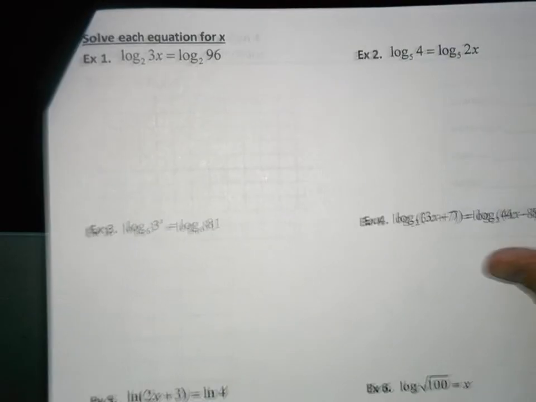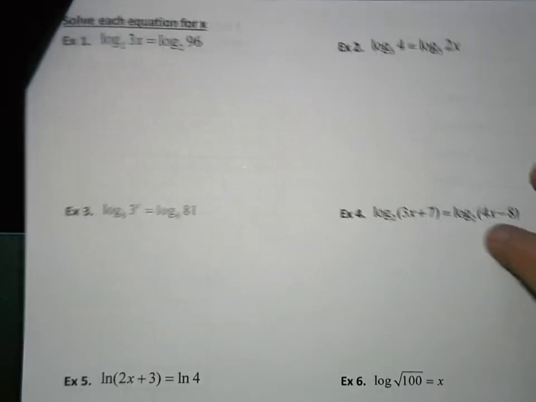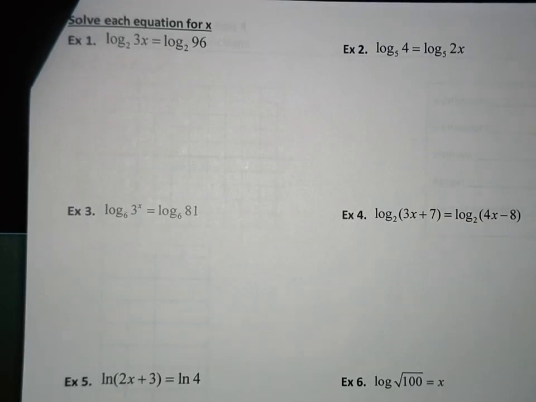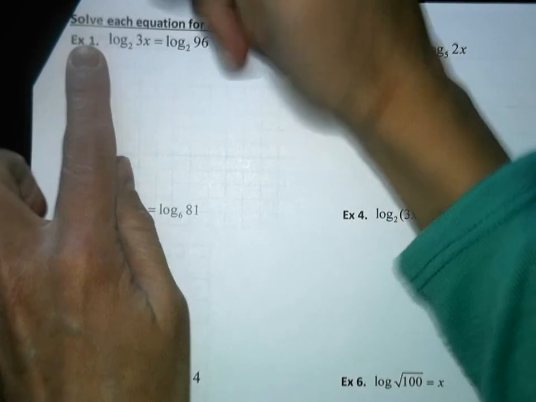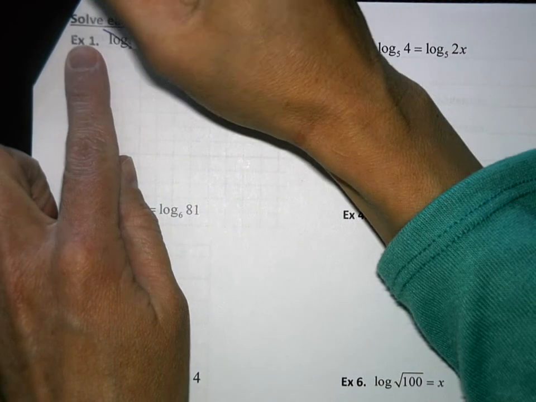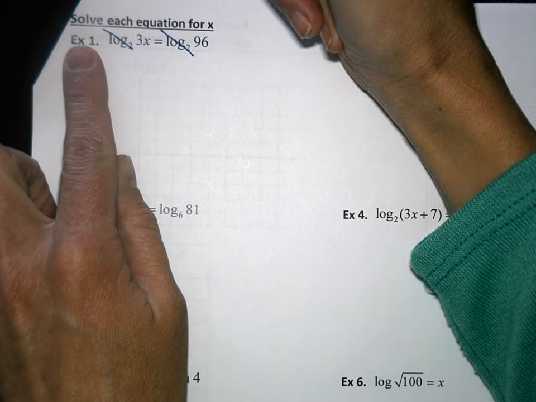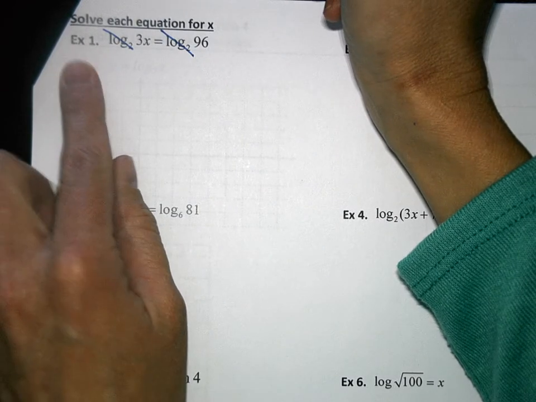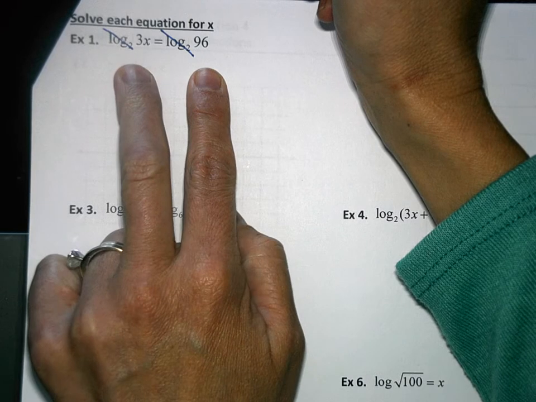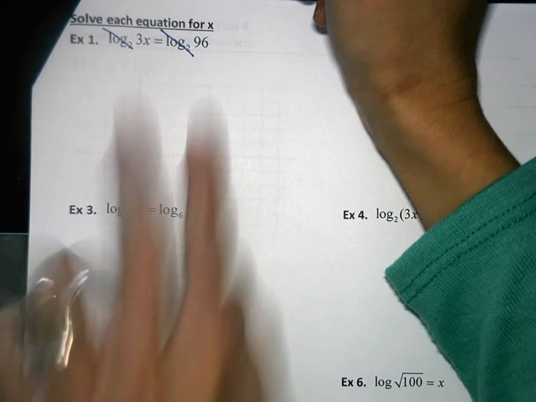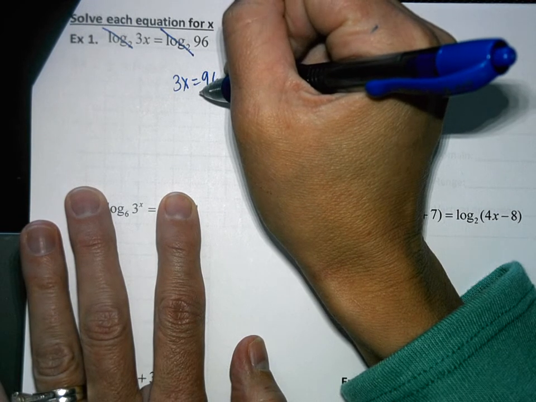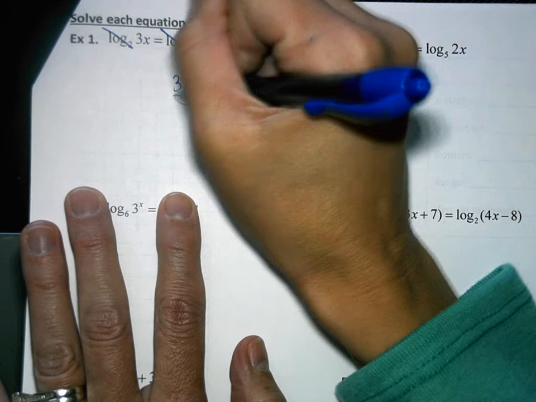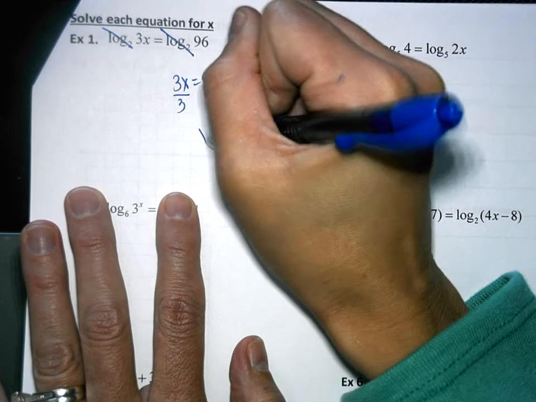So this has a mixture of things. Do you know how when we had bases, we could drop the bases and solve? Do you see here how these are the same logs on both sides? If you have the same logs on both sides, you can drop the logs. Okay, so now we can solve. 3x equals 96. Divide by 3 to both sides. x equals 32.